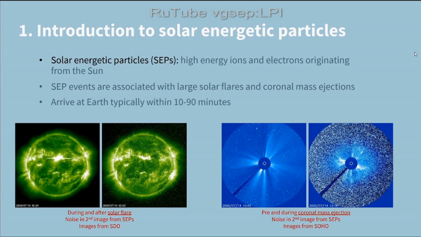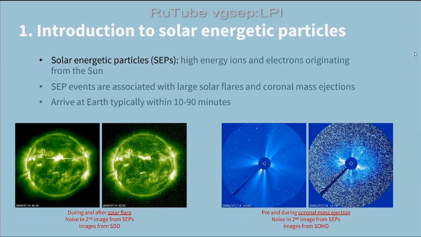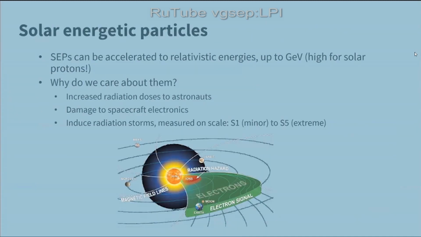So SEPs typically arrive at Earth within, in some cases minutes, it can be a couple of hours. SEPs can be accelerated to relativistic energies up to GeV, the protons can. I know this isn't necessarily high energy for a lot of you in the crowd, but for solar protons, GeV is. Why do we care about them? Why do I care about them?